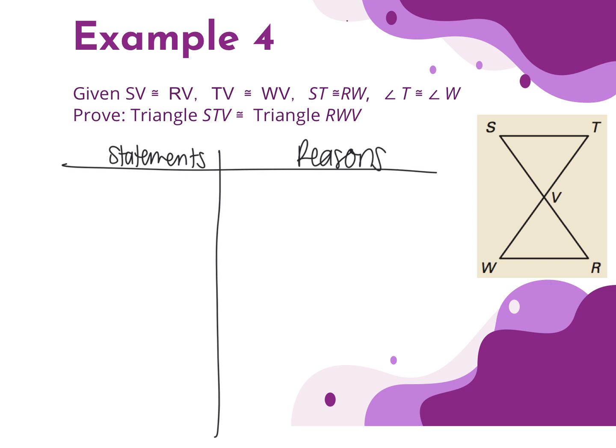I am going to go ahead and put all of these together. I'm not going to separate them. I'm going to put them together. So I have SV is congruent to RV. TV is congruent to WV.